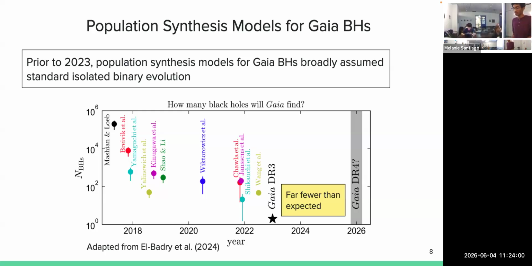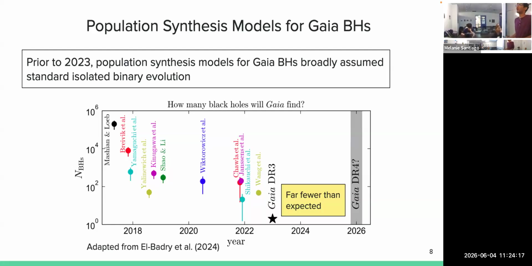And you can see, starting on, people were really optimistic: 10 to the 5 black holes. And then you get more and more pessimistic over time. And even then, you only find 2 in DR3, which is far fewer than expected. And the ones we found were a lot different than the types of black holes that people were predicting we would find. Remember, these came as a surprise.